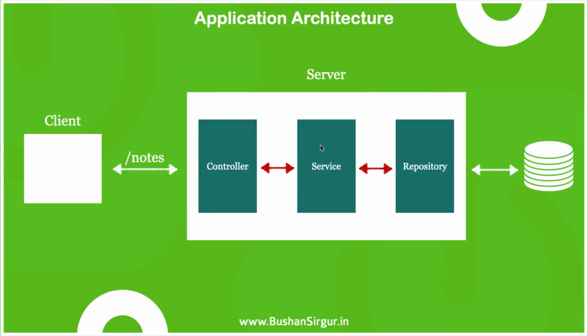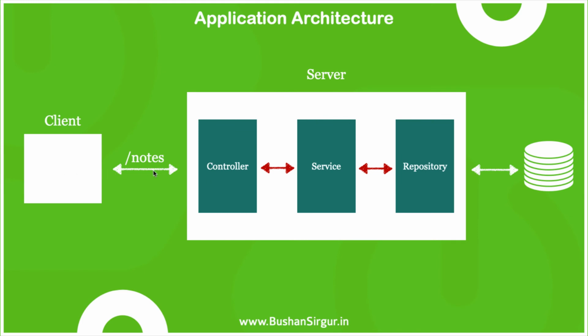So let's look at the application architecture. Before we start writing the code, we should always understand the application architecture. We have a client and a server, and inside the server our application will be running, and our application is divided into multiple layers. We have a presentation layer, the service layer, and the repository layer, also called the DAO layer.